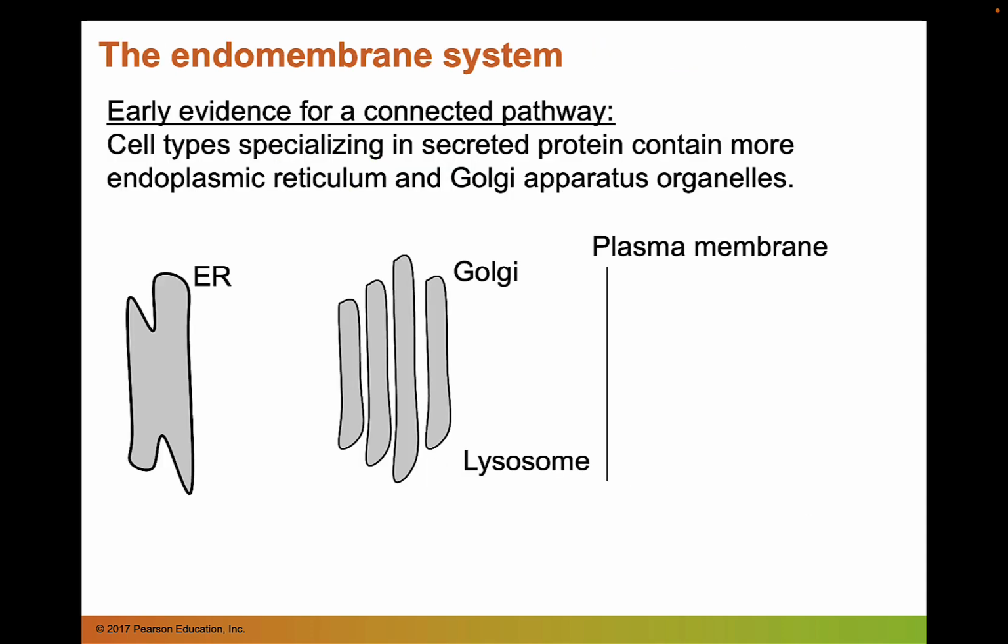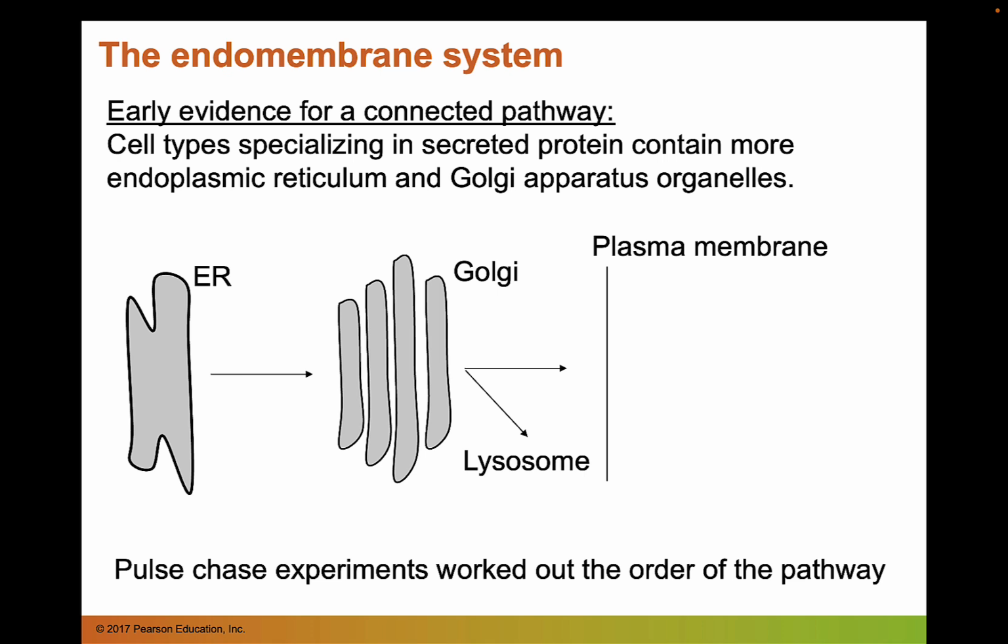So the endomembrane system involves the Golgi, the ER, the lysosome, and the plasma membrane. And early evidence looking at cells that were specializing in secreting protein showed that these cells that do a lot of secretion have a lot of endoplasmic reticulum and a lot of Golgi apparatus, like a lot of these membranes. And so this suggested that these were maybe involved in some way in protein secretion.